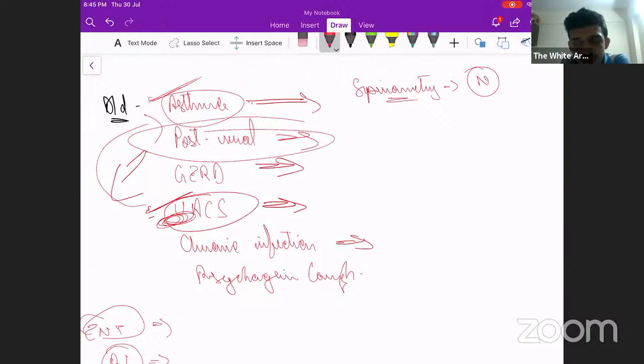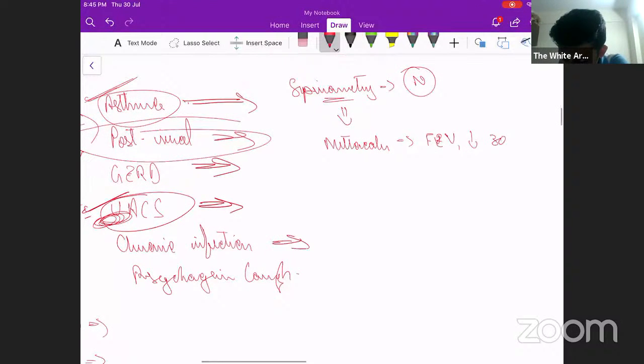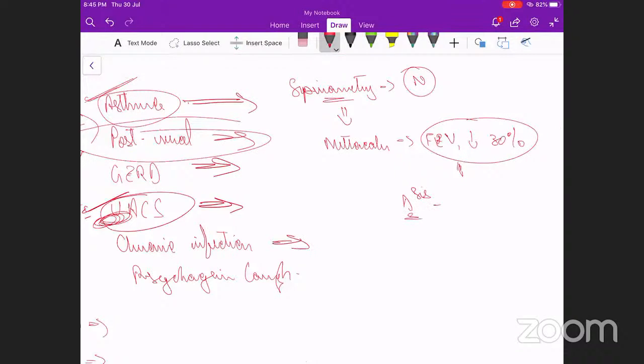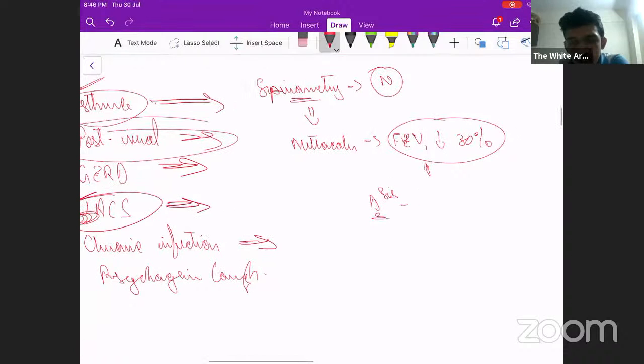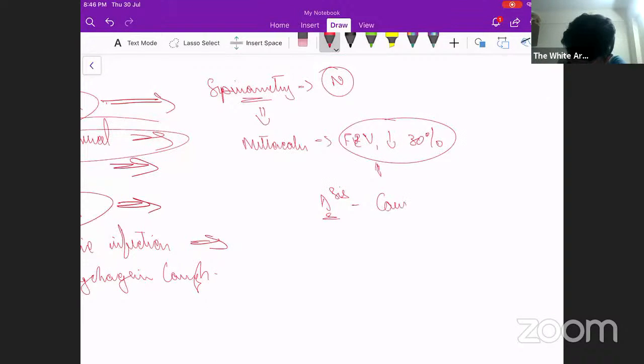Your antibody tests were normal in this case. They mentioned in the chat. Sharanya has mentioned. Methacholine challenge. Yes, very good. On doing the methacholine challenge test, it was revealed that FEV1 decreased by 30%. So now what do you tell is the diagnosis? Obstructive disease. What is the diagnosis? On doing the provocation test, it turned out to be positive. So what you call this is cough variant asthma.